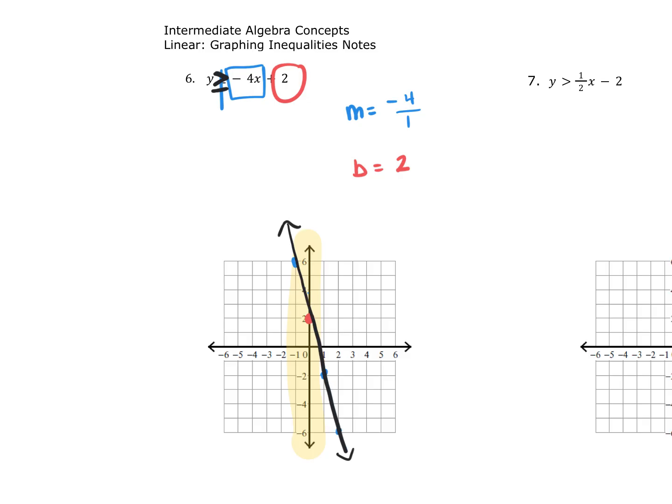And now I have to decide, am I going to shade up or shade down? Well, the alligator mouth, or the open end, is towards the y. So that means I want to go greater. So I'm going to find a dot, and greater means high. So I'm just going to put some lines. So now I know that's the side that I have to shade. So I'm going to shade this whole side.